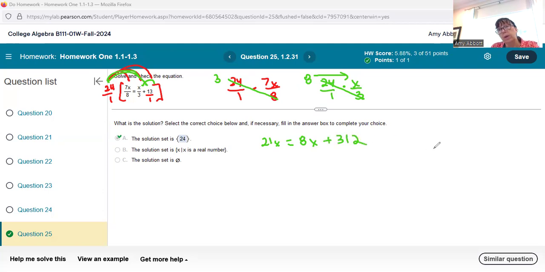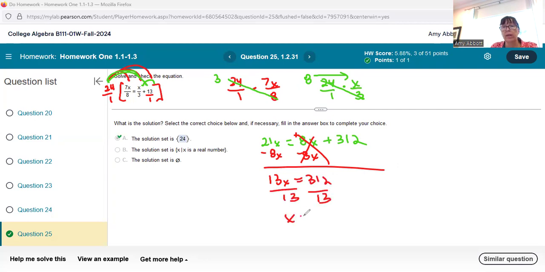And now we have an equation to solve. I like putting my letters on the left and my numbers on the right. So we're going to move that plus 8x to the other side. Let's subtract 8x from both sides. That gives you then 13x equals 312. Next, divide by 13, and you get x is equal to 24.